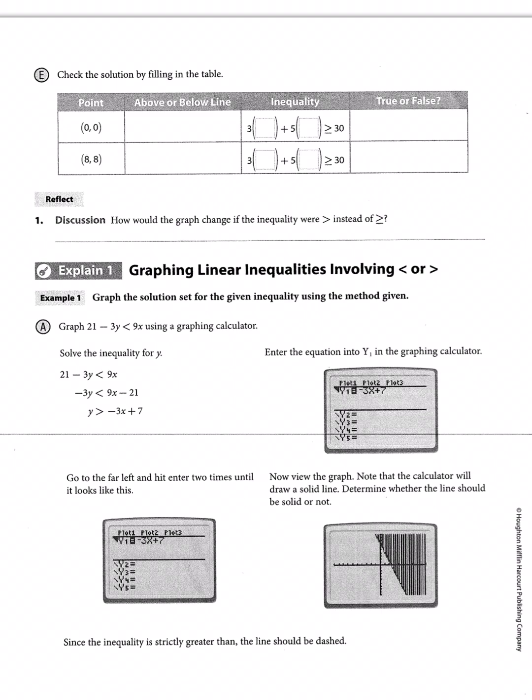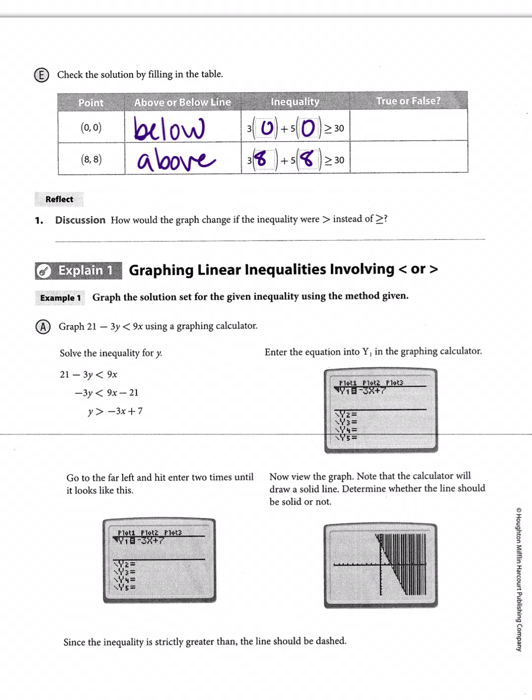It's asking us to check the solution by filling in the table. So that point 0, 0, if we look at the graph from part D, is 0, 0 above or below the line? And then how about 8, 8? So then we're going to plug it in to the original inequality we were given, and we're going to find out if these are true or false.